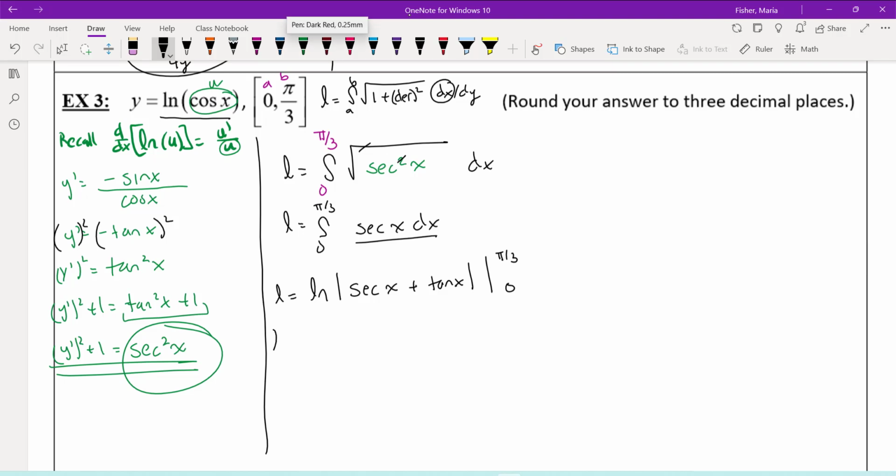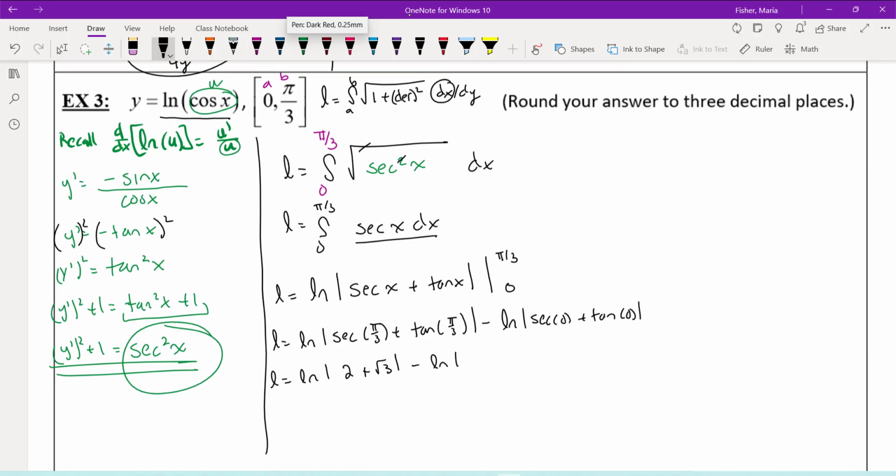Plugging in those limits of integration, we end up with the secant of pi over 3 plus the tangent of pi over 3 minus the natural log of the absolute value of the secant of 0 plus the tangent of 0. Well, the secant of pi over 3 is just 2, and the tangent of pi over 3 is the square root of 3. The secant of 0 is 1, and the tangent of 0 is 0. So here we have the natural log of 1, but the natural log of 1 is 0, so we don't need to write that. So the only thing we need to put in our calculator is the natural log of 2 plus the square root of 3.